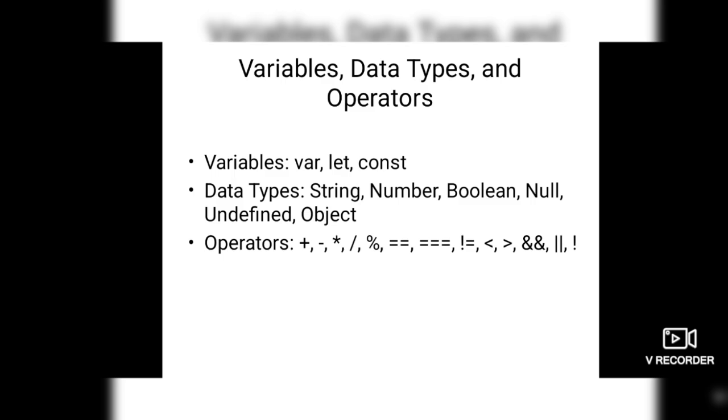So there are some variables, data types, and operators in JS. Here is a brief overview on variables, data types, and operators in JavaScript. First, variables. Variables in JavaScript are used to store data. There is some syntax for declaring variables. We have three types of variables in JavaScript. Var, or variable, is function scoped, let is block scoped, and const is block scoped and cannot be reassigned.